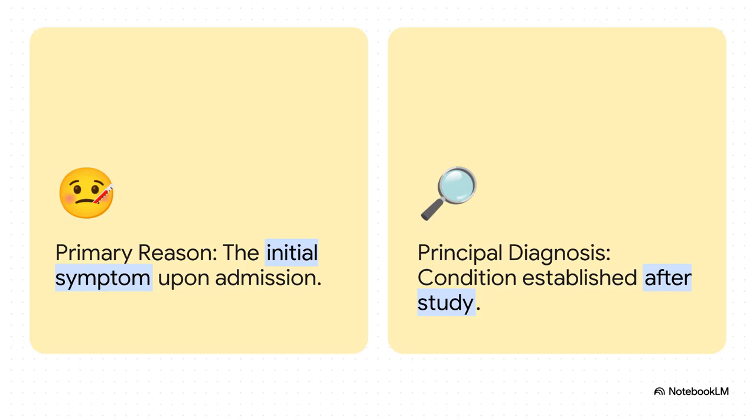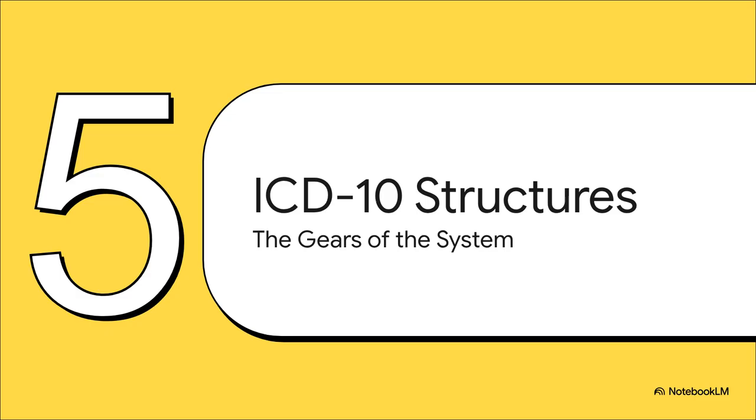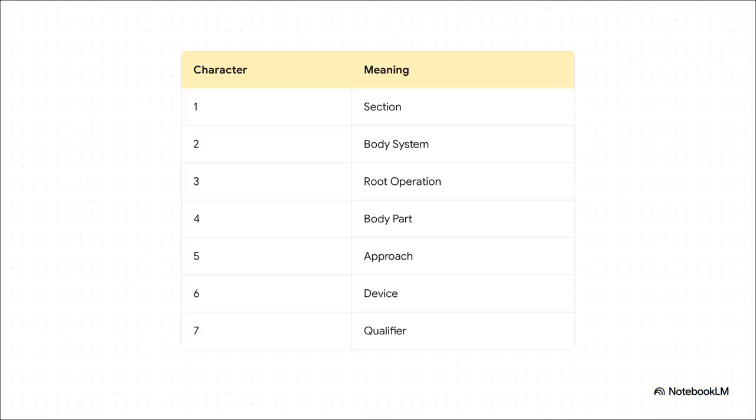If a coder simply uses the admission symptom of chest pain, the software places the patient in the wrong major diagnostic category entirely, and that leads to a catastrophic underpayment. Section 5. Mastering ICD-10 coding structures, the gears of the system. Let's move on and see how this builds into the specific mechanics of the coding systems themselves. We're essentially looking at the gears that drive the entire machine.